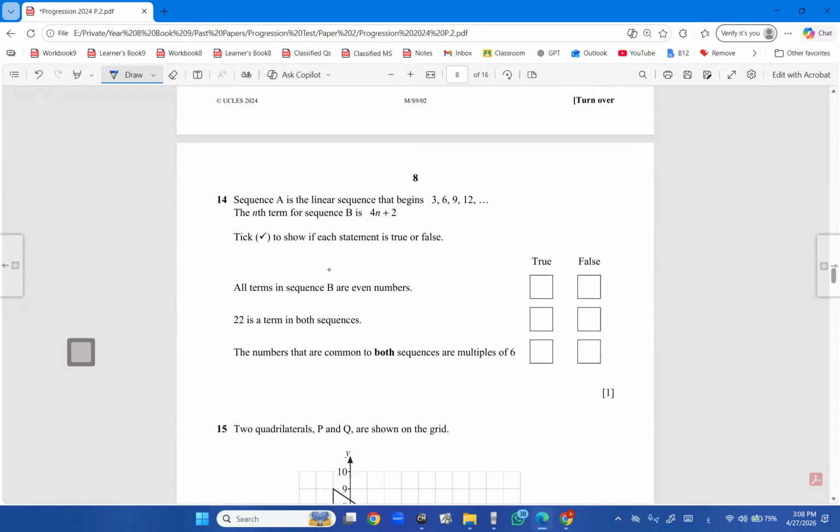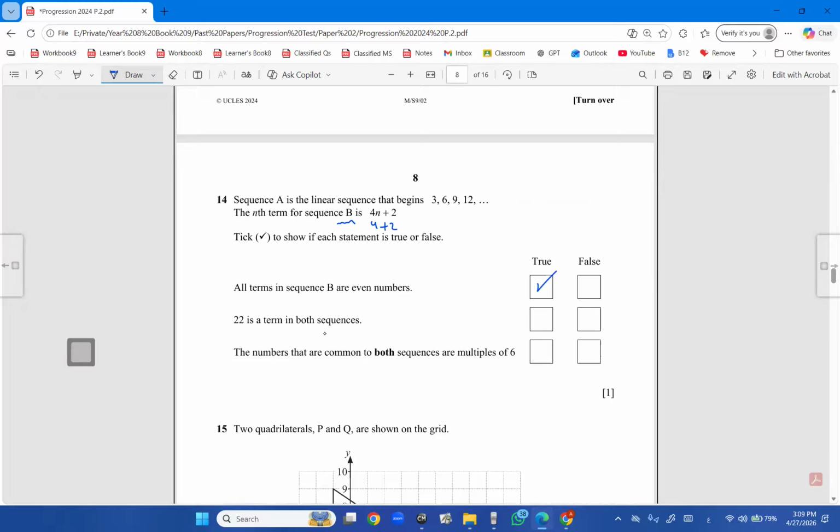Sequence A is the linear sequence that begins 3, 6, 9, 12. The nth term for sequence B is 4n plus 2. Tick to show if each statement is true or false. All terms in sequence B are even numbers. If you check sequence B, the first term gives you 4 plus 2, the second term gives you 8 plus 2, and so on. So yes, it is true. It is always going to give you even plus even.